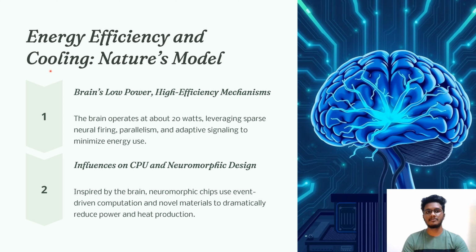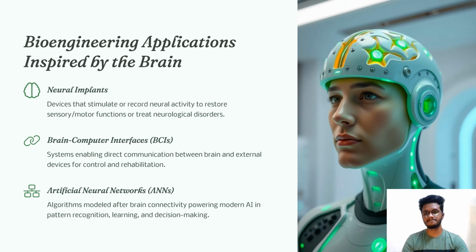Energy efficiency and cooling: nature's model. The brain is a low power, highly efficient mechanism. The brain operates at about 20 watts, leveraging sparse neural spiking, parallelism, and adaptive signaling to minimize energy use. Influence on CPU and neuromorphic design: inspired by the brain, neuromorphic chips use event driven computation and novel materials to dramatically reduce power and heat production.